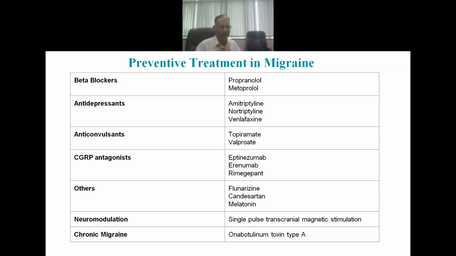Neuromodulation for chronic migraine. Chronic migraine is very, very difficult to treat, and there is botulinum toxin. Botulinum is basically a toxin from a bacterium, and we extract one type of toxin, that is type A, and that is found to be successful in the treatment of chronic migraine.